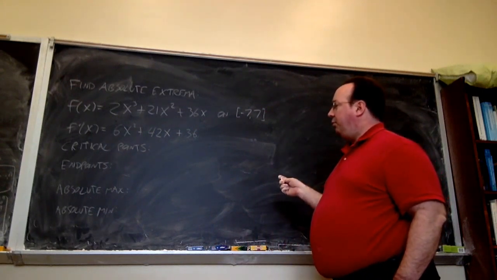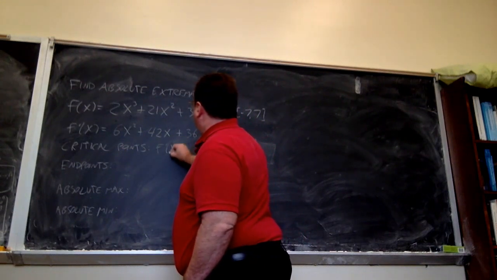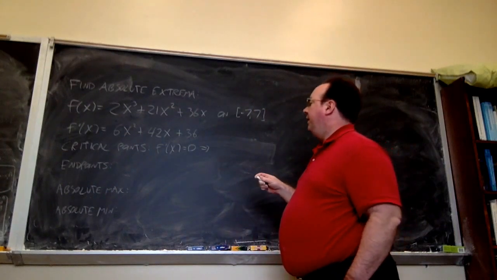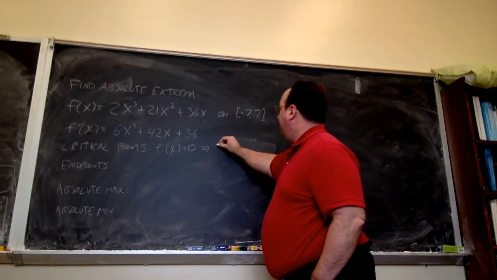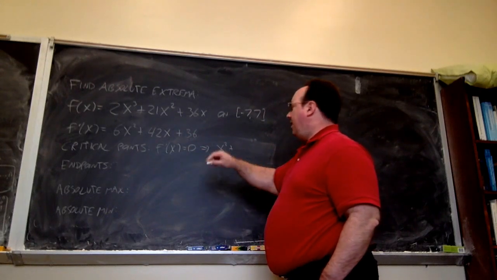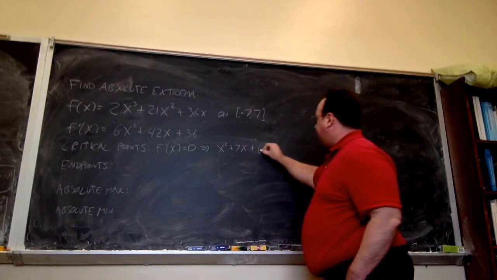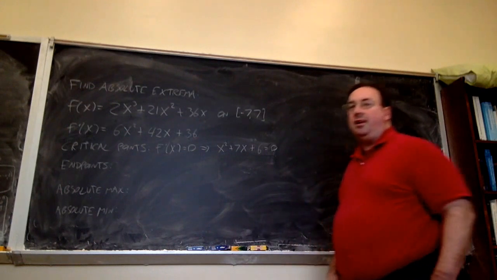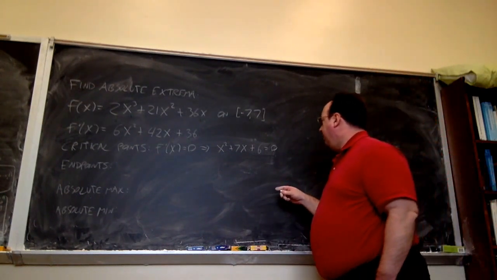Now, the critical points are wherever the derivative is equal to 0. I would set this equal to 0, but notice you can factor a 6 out of every term. So if I do that, then I have x squared plus 42 divided by 6 is 7, so 7x, and then 36 divided by 6 is 6. So this is 0 if and only if this is equal to 0. So this can be factored.